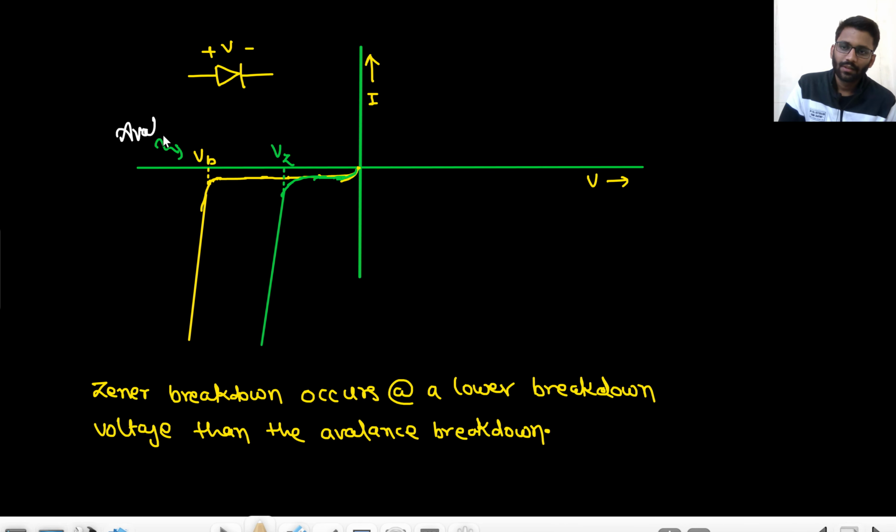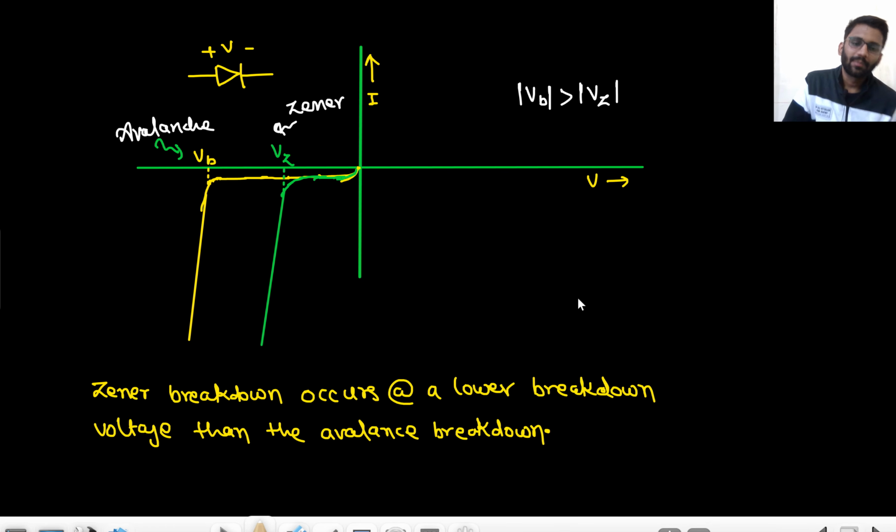This is for avalanche and this is for Zener. Okay, so mode of VB is greater than mode of VZ. That means you need to give a higher reverse bias in case of avalanche breakdown, and at a lower reverse bias you will get the Zener breakdown only. Okay, so this is our matter of interest.